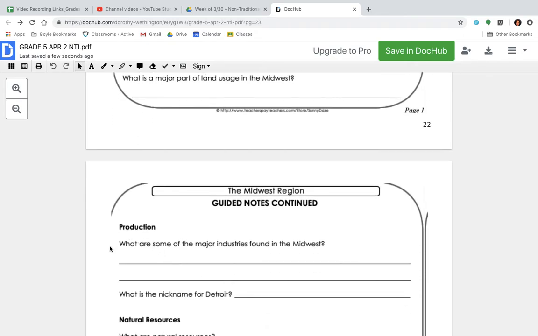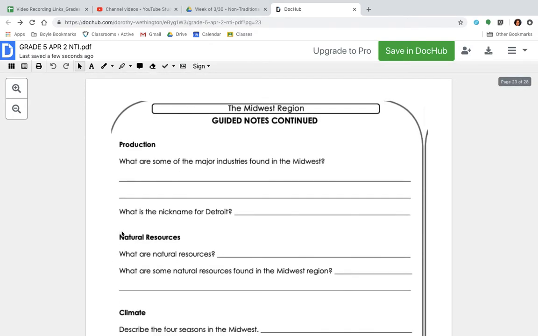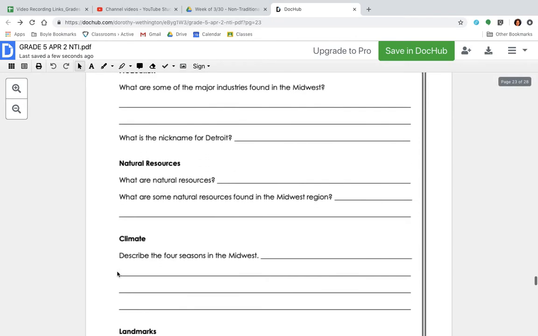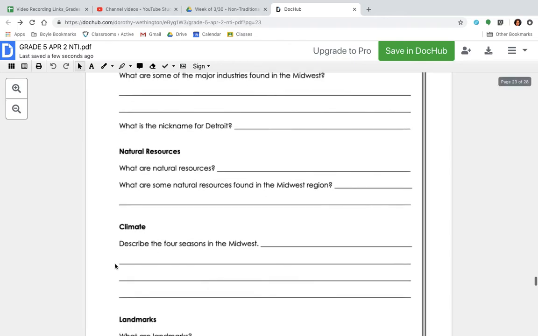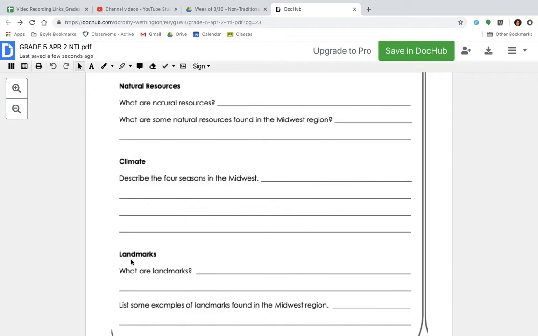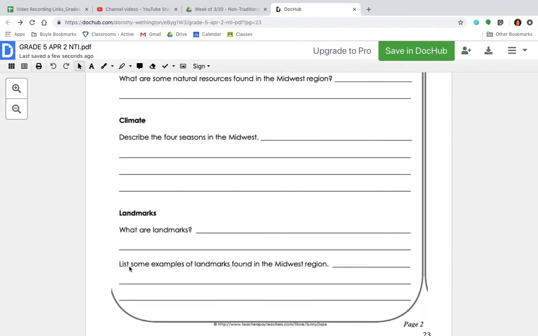Production. What are some of the major industries found in the Midwest? What is the nickname for Detroit? Natural resources. What are natural resources? What are some natural resources found in the Midwest region? Climate. Describe the 4 seasons in the Midwest. Landmarks. What are landmarks? List some examples of landmarks found in the Midwest region.